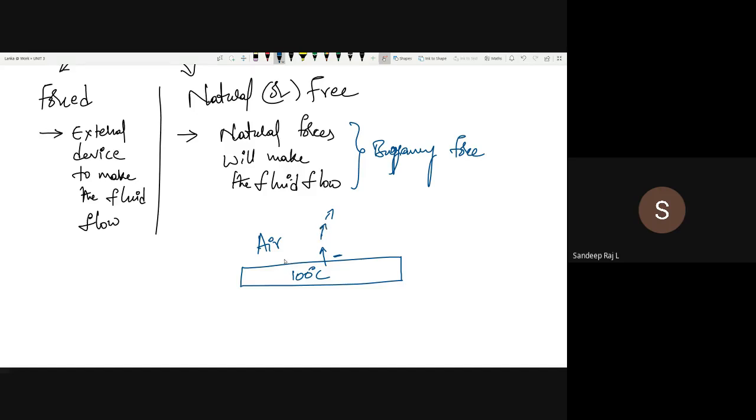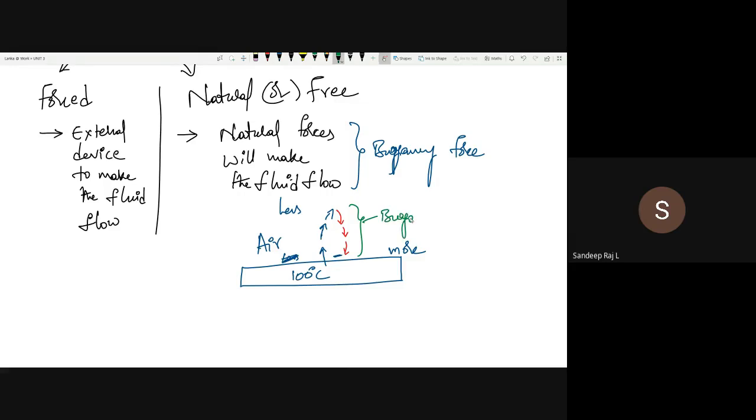Okay, so this is a less density area and this is a more density area. If the density is lessened, it will try to move in the upward direction. Now, as it goes up, the density will obviously increase again, and then the air will try to move in the downward direction. So this movement is nothing but your buoyancy. This is called the buoyancy effect.